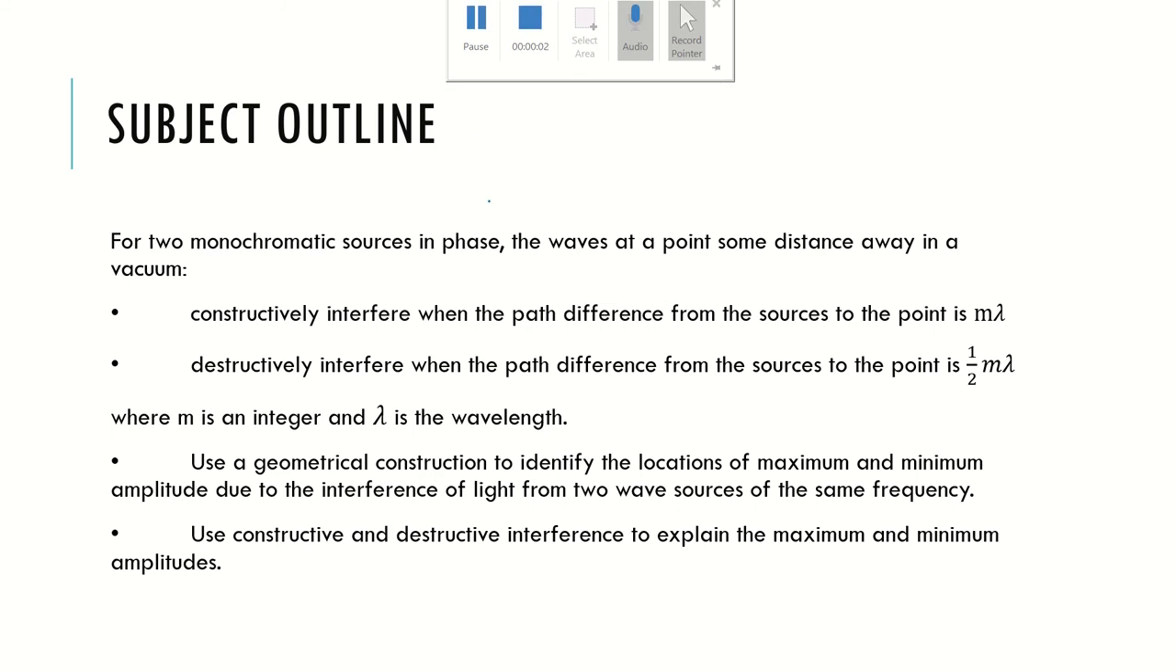So in this video, we're going to look at constructive and destructive interference in a little bit more detail. For two monochromatic, so that's two single frequency sources of light in phase, the waves at some point in the distance in a vacuum are going to constructively interfere when the path difference, which just means the difference between the two waves, is an integer number of wavelengths apart. I'll show you what I mean by this in a second. And they're going to destructively interfere if the path difference between the two waves is half a wavelength integer apart.